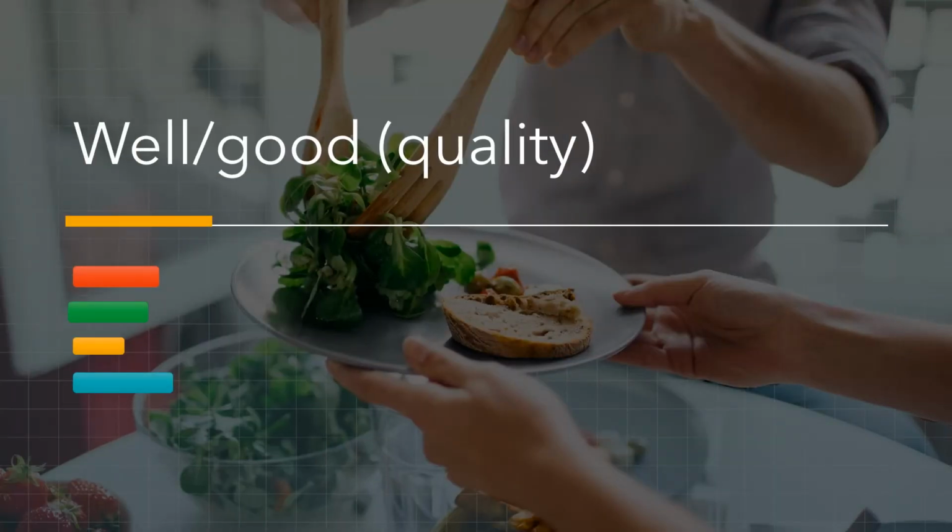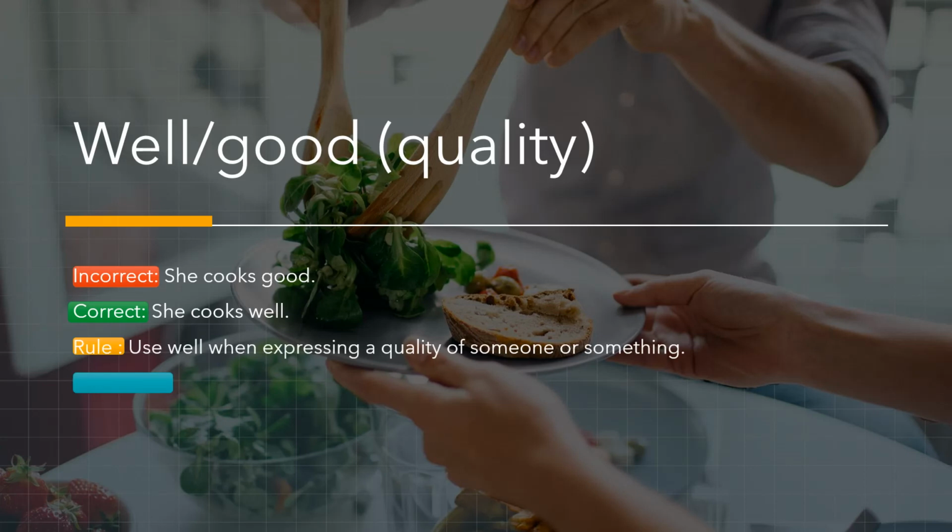Well or good, to indicate quality. She cooks good. Correct it: she cooks well. Use well while expressing a quality of something or someone. The machine works well. She sings well.